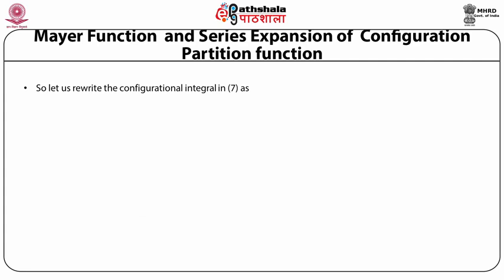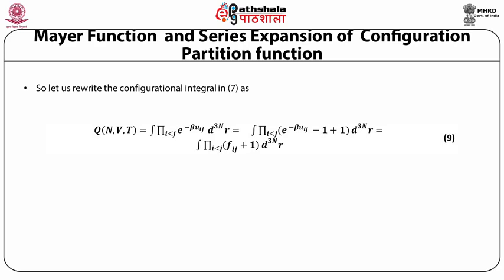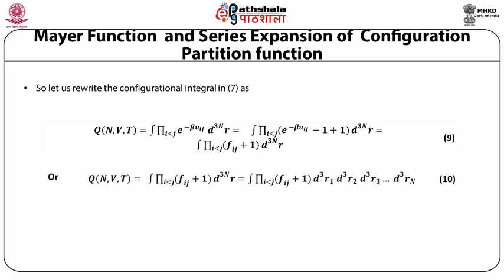Let us rewrite the configurational integral in (7) as Q as a function of N, V and T is equal to integral over product over i less than j of e raised to power minus beta u_ij d raised to power 3n r is equal to integral over product over i less than j of e raised to power minus beta u_ij minus 1 plus 1 d raised to power 3n r, which is equal to integral over product over i less than j of f_ij plus 1 d3nr, or Q(N,V,T) is equal to integral product over i less than j of f_ij plus 1 d3nr is equal to integral over product i less than j of f_ij plus 1 d3r1 d3r2 d3r3 and so on up to d3rn.